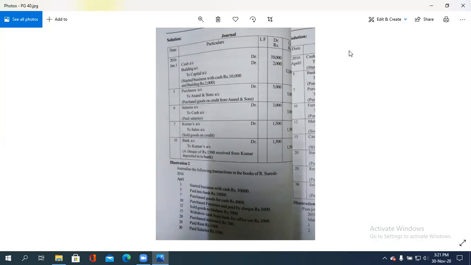Cash is getting into our hand for office purpose and from the bank it is going out. So that is cash account debtor to bank.